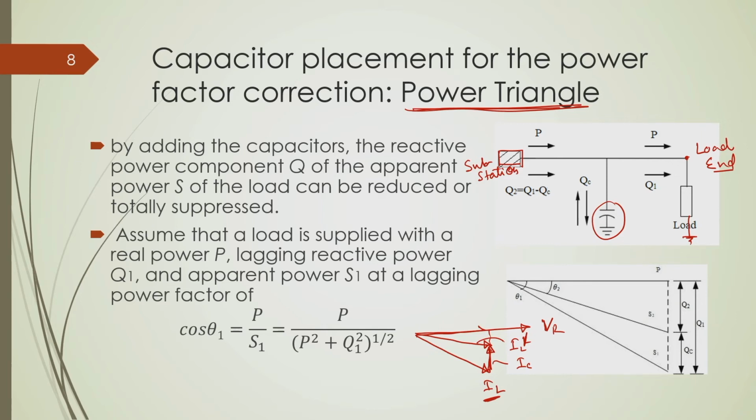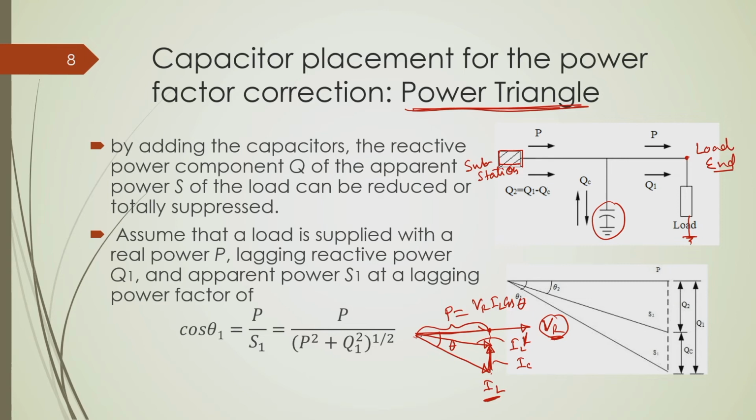Now, if you multiply the V R component with the in-phase component of I L, that is the projection of I L, then whatever you get will be the active power, that is P is equal to V R I L cos theta. Suppose this is theta.